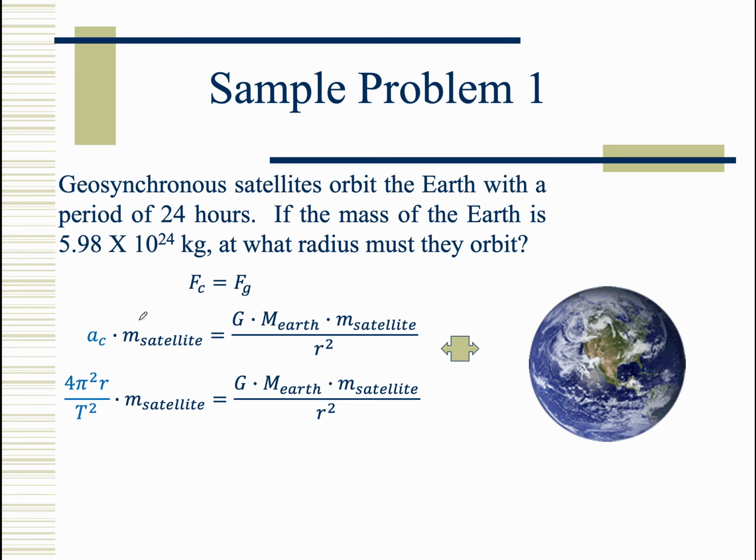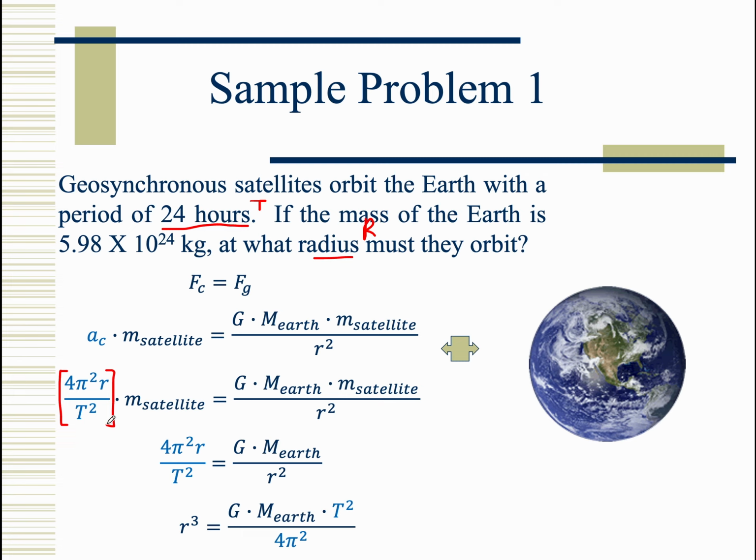But because I know the period and I'm looking for radius, there are multiple centripetal acceleration equations. I'm going to use this one. Why? It's got radius and period in it, so it makes it easier to solve this one. Getting rid of the mass of the satellite, we get this. And now I'm going to go ahead and solve for the radius, which is the variable I'm trying to solve for. Gives me this. You're like, oh my goodness.